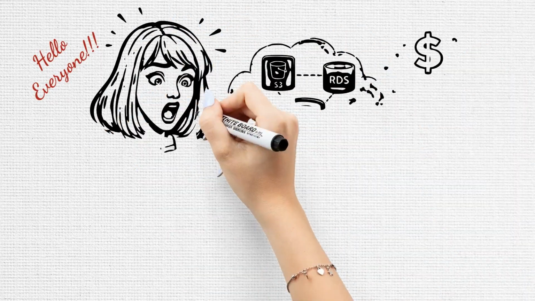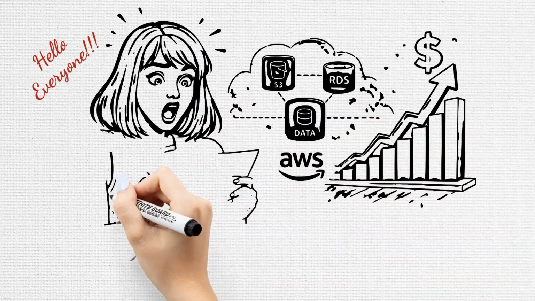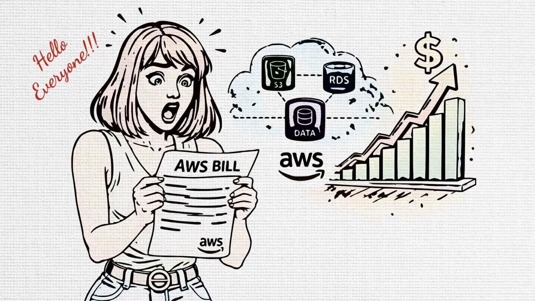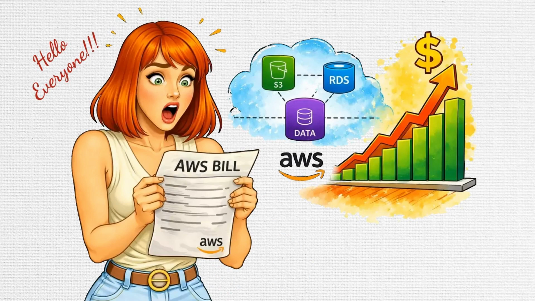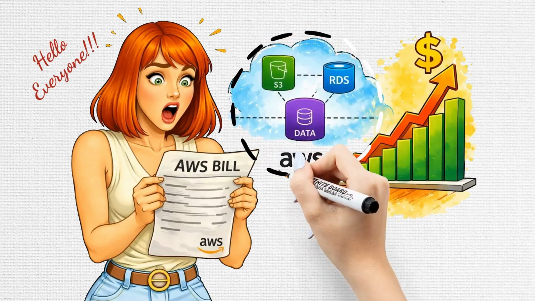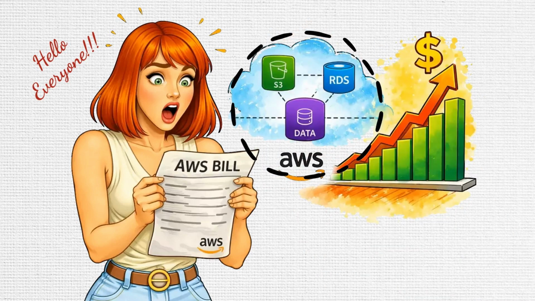Let's get started. You open your AWS bill, and suddenly it feels way higher than expected. Most companies waste 30 to 60% on storage without even realizing it. And honestly, it's frustrating because you're not sure where it's coming from. What if I told you your data storage could be one of the biggest reasons, if it's overlooked?